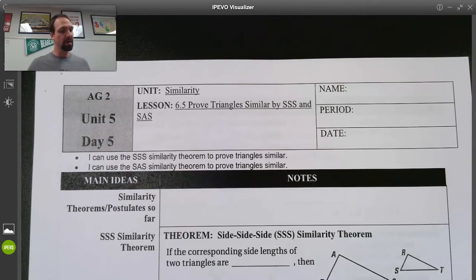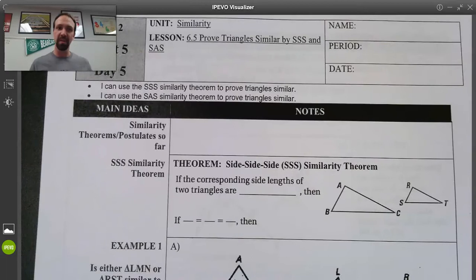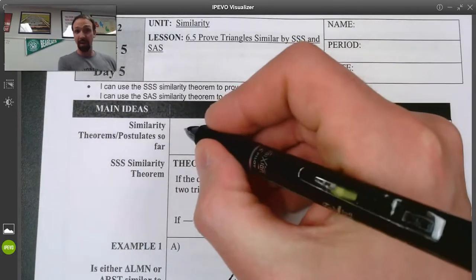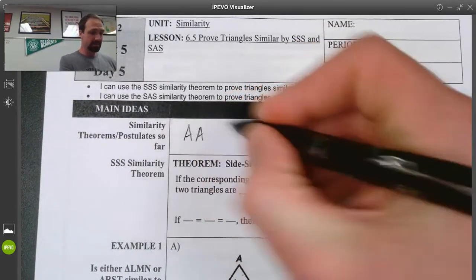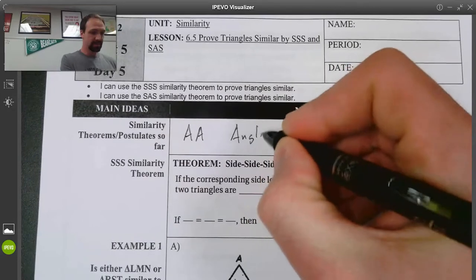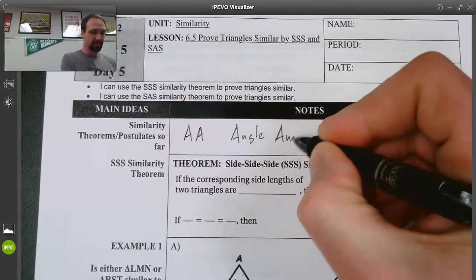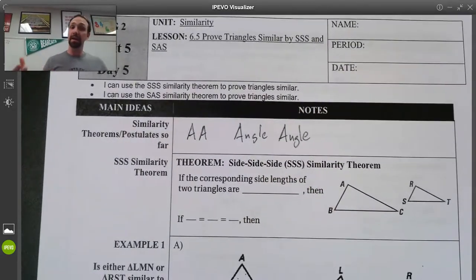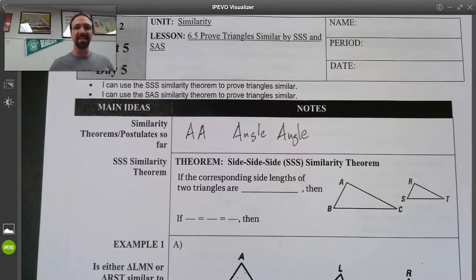This one's about proving triangles similar using side, side, side, and side angle side similarity. Before we jump in, let's talk about just the similarity theorems and postulates so far. So far we've just had AA, or angle angle similarity. So now we're adding a few more into the similarity theorems and postulates list that we can use.